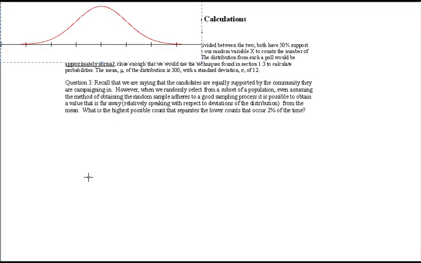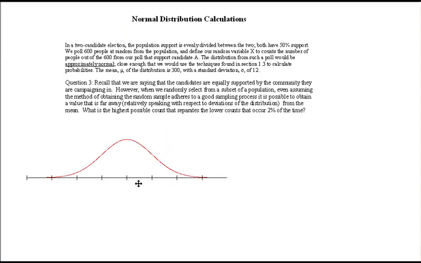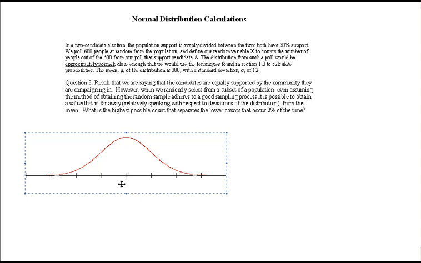So the first thing I want to do is create a picture and see if I can understand what this question is asking. So the first thing we do is draw our normal distribution. And again, I'm going to place in my mean. And now again, I read this over again. What is the highest possible value or possible count that separates the lower counts? So I'm looking for small values, but these lower values, these counts, occur only 2% of the time. So am I talking about this side of the curve, or am I talking about this side of the curve?